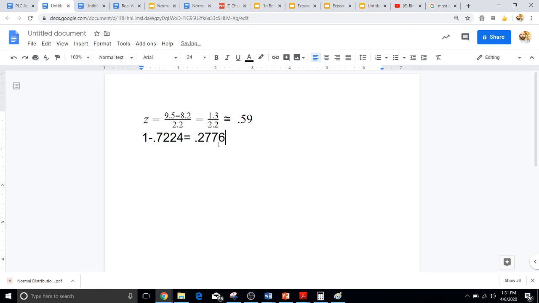Now, what does this tell us? Well, this tells us that John's chances of getting a scholarship are not great. John actually has a 0.2776 probability of doing it, which is approximately 27.76%. In other words, John has about a 1 in 4 chance of getting his scholarship.